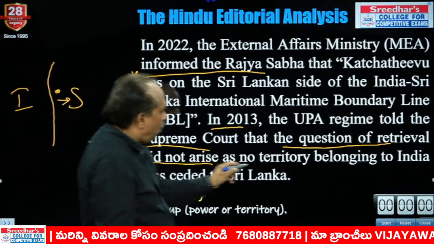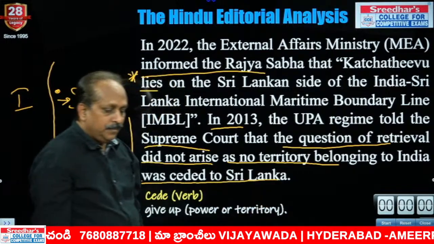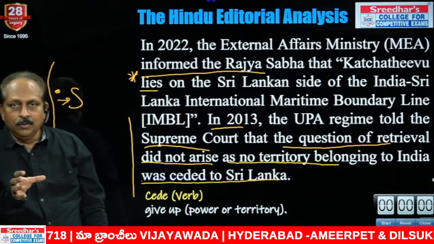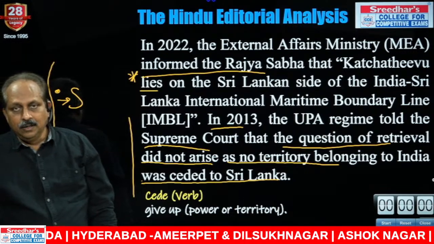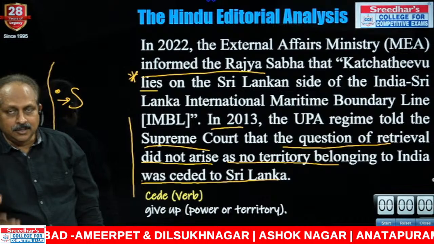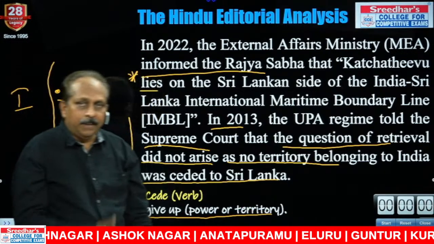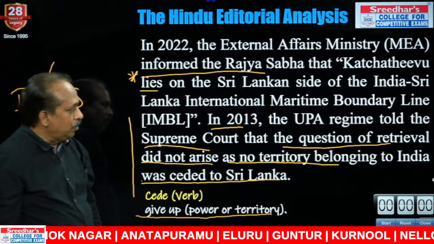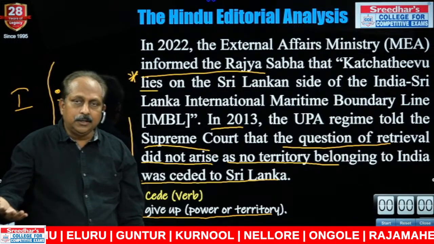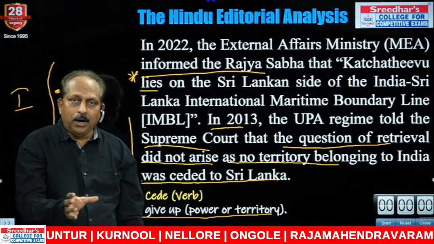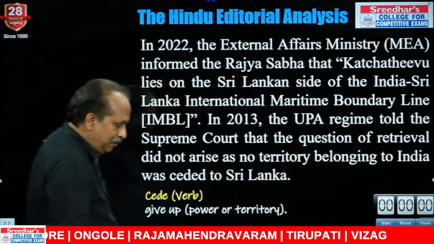Why? As no territory belonging to India was ceded to Sri Lanka. Imagine a particular part of a particular island belonged to India and then it went to Sri Lanka. Then we can use the term ceded. Cede means what? Give up power or territory. But the UPA regime told the Supreme Court that no part of India was ceded to Sri Lanka. Means what? No part of India was given to Sri Lanka. Good, Divya Rathod.